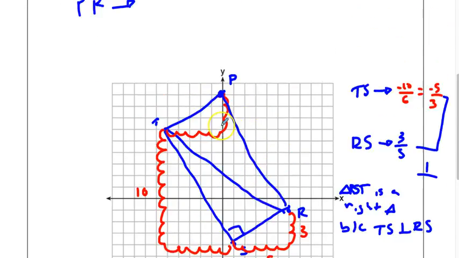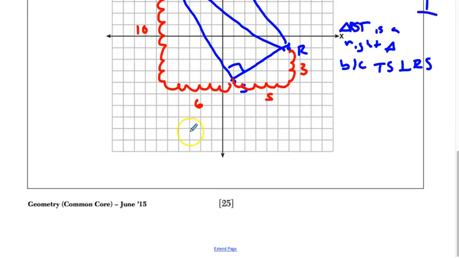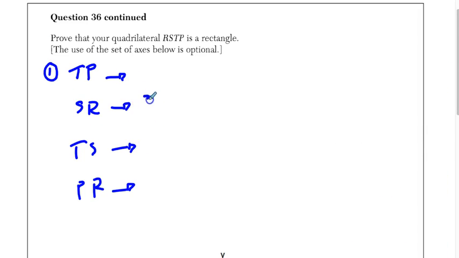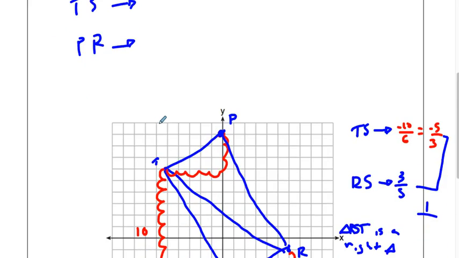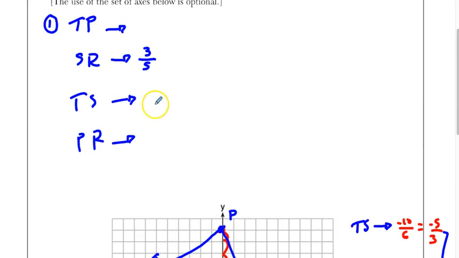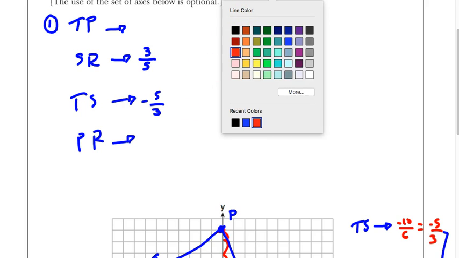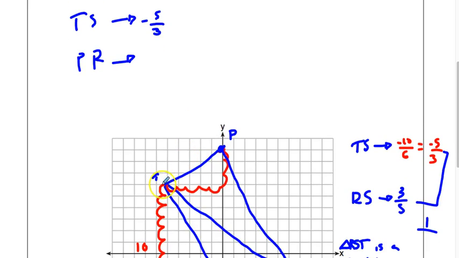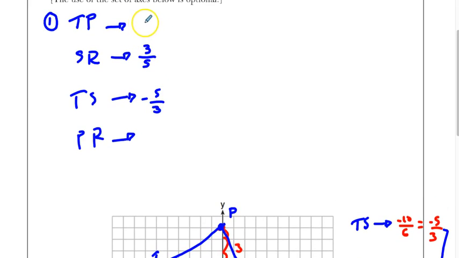So we've already found the slope of SR. That is up 3 over 5, so we know the slope is 3/5. We also found the slope of TS, and that was negative 5/3. So we just got to fill in our other 2 slopes, TP and PR. TP, well, we actually already found that slope. It's over 5 and up 3, so it's exactly the same slope. This is 3/5 as well. So that means we have 2 parallel lines.